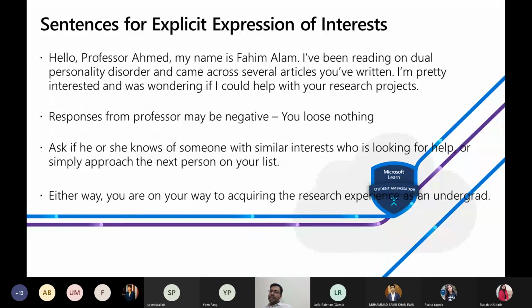And there are certain ways, certain sentences that I have already discussed, like how to approach a potential supervisor. For example, I have been reading on dual personality disorder. That's one sub-area of a big area, right? And then I came across several articles that you have written. So I'm interested and was wondering if I can help you with your research projects.